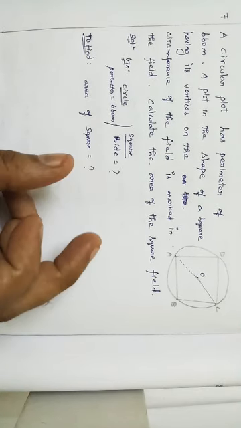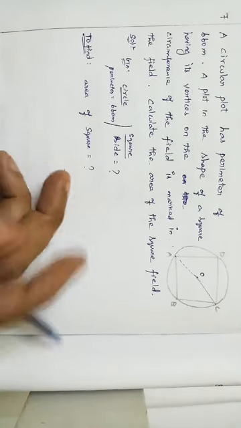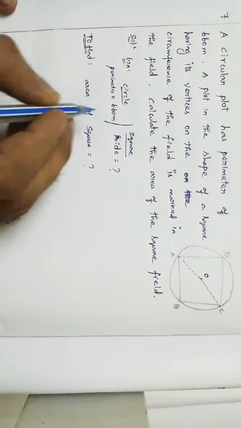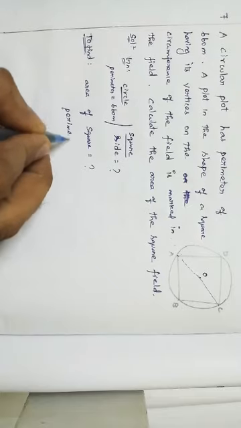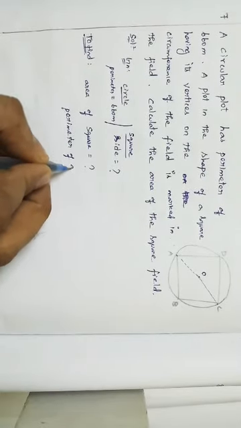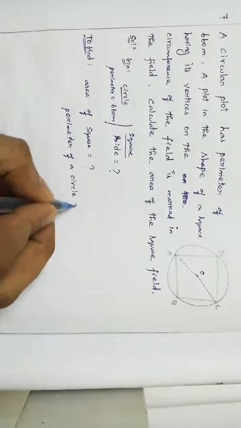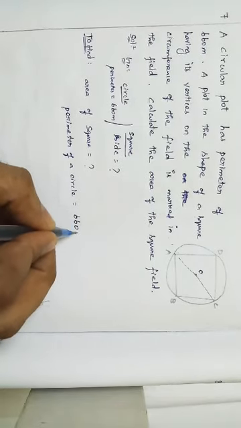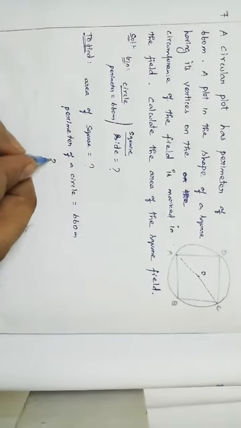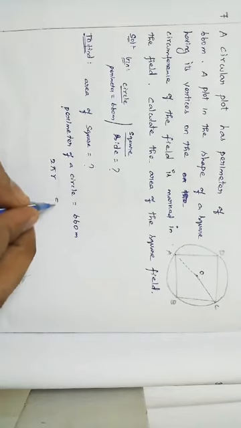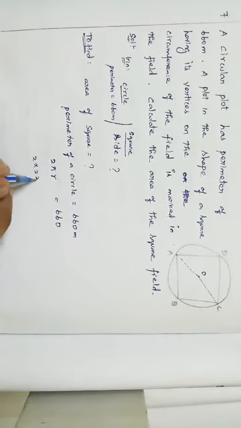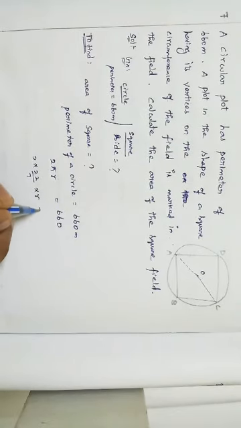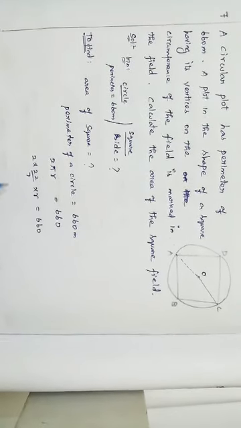First I am going to find the radius of the circle. The perimeter of the circle is equal to 660 meter. What is the formula for the perimeter of a circle? 2 pi r is equal to 660. Substituting the values, 2 into 22 by 7 into r is equal to 660.